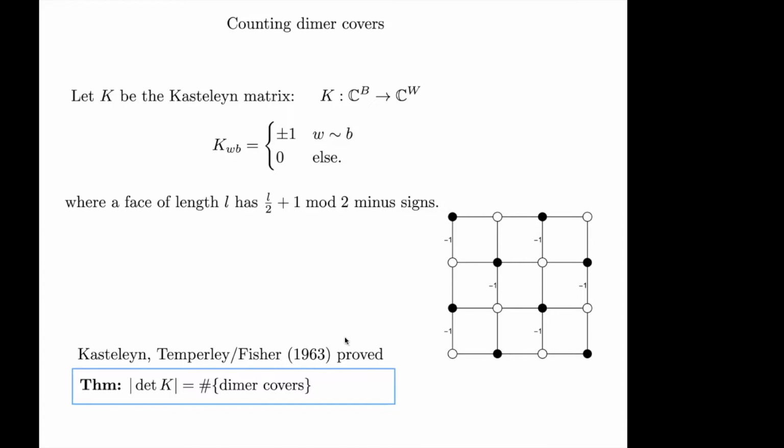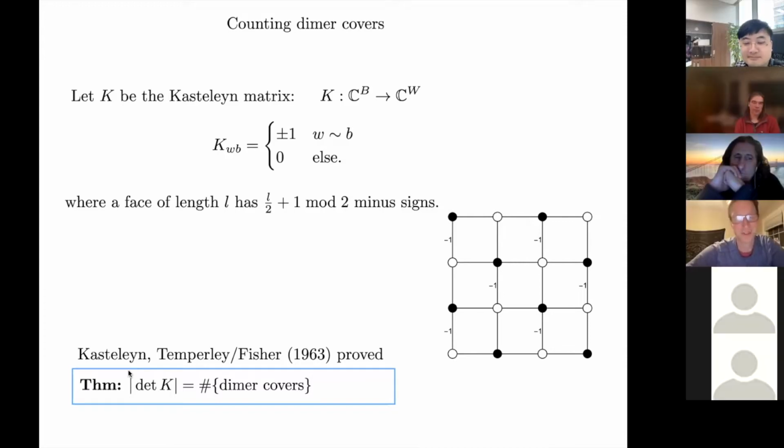And the reason we study dimers is because of this very simple result, originally of Kasteleyn and Temperley-Fisher in the 60s, that the determinant of this matrix counts the dimer covers.